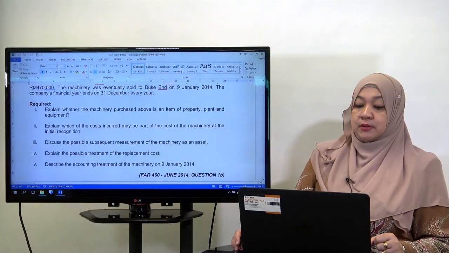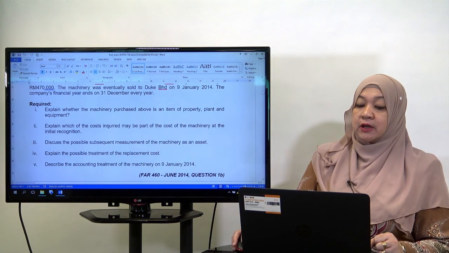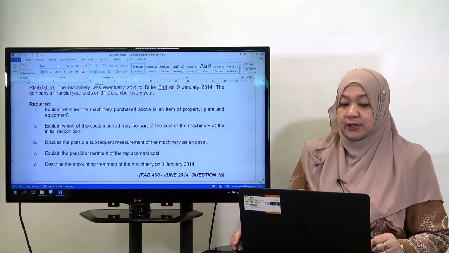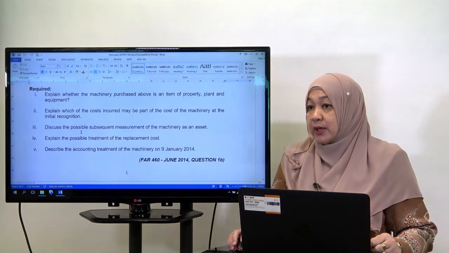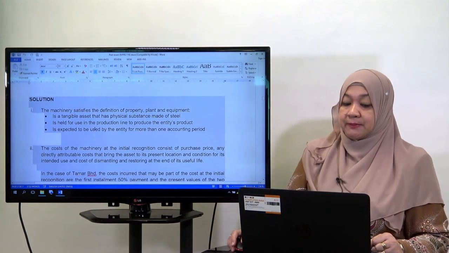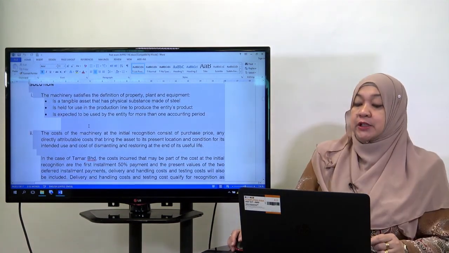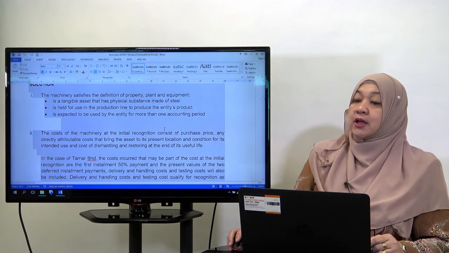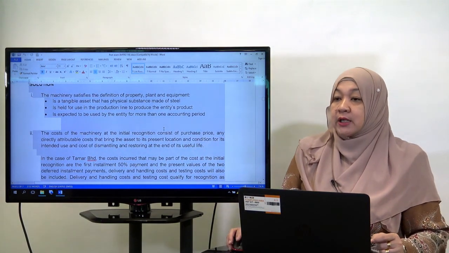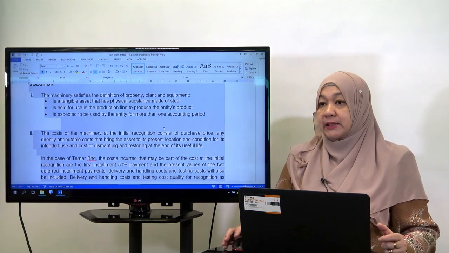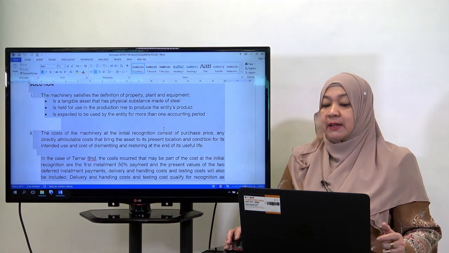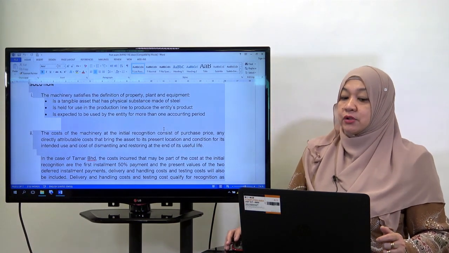Number 2, explain which of the costs incurred may be part of the cost of the machinery at the initial recognition. So they ask us to identify the total cost of the machinery at the date when we first purchased that machinery. The cost of the machinery at initial recognition would consist of the purchase price, any directly attributable cost that will bring the asset to the present location and condition for its intended use, and the cost of dismantling and restoring at the end of the useful life.